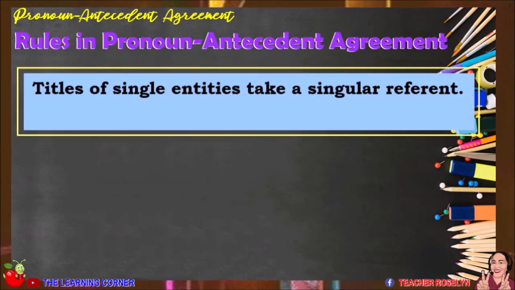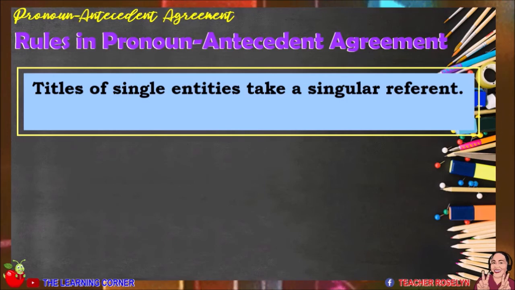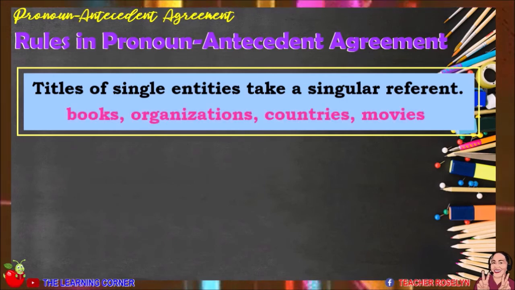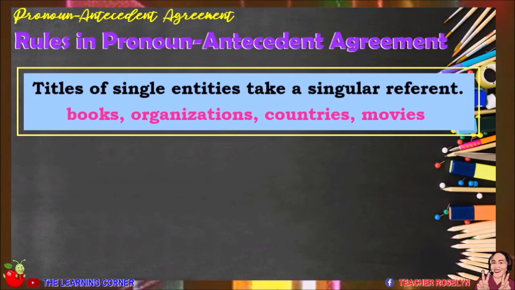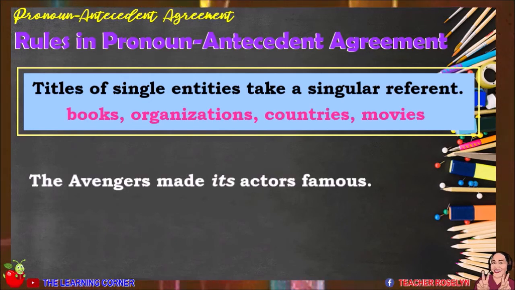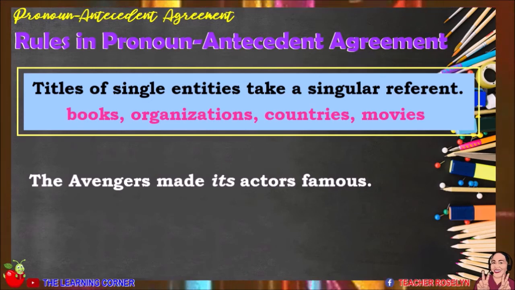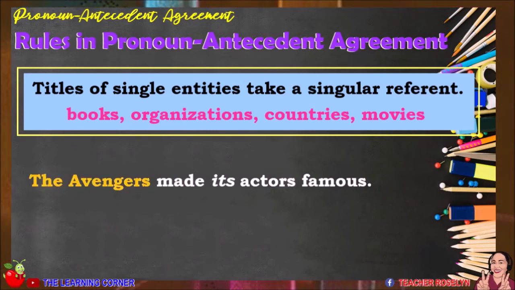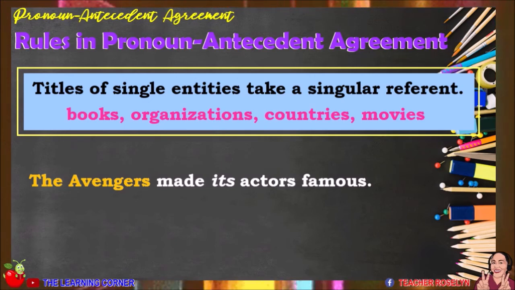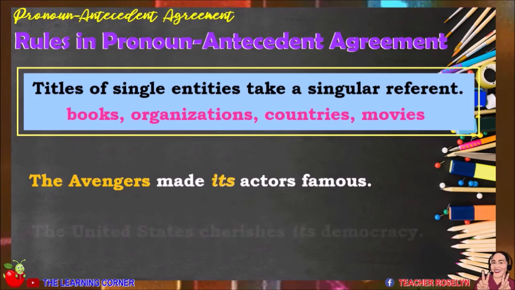Titles of single entities take a singular referent. This refers to titles of books, organizations, countries, or movies. For example, The Avengers made its actors famous. The Avengers is a title of a movie. That's why we use a singular pronoun, its.